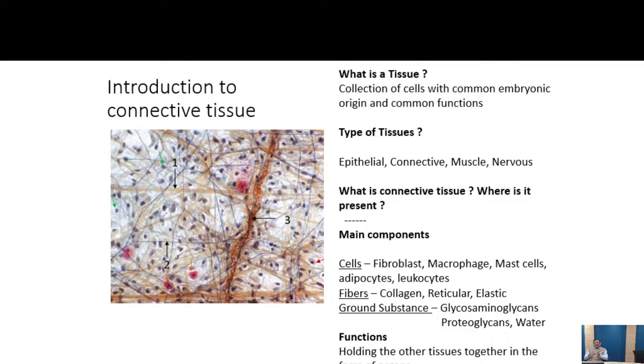It is present in the liver, where they are known as Kupffer cells. It is present in the CNS, where they are known as microglia. It is present in the lung, where they are known as dust cells or alveolar macrophages. So macrophages are present all over the body. So defense immune function, you understand.